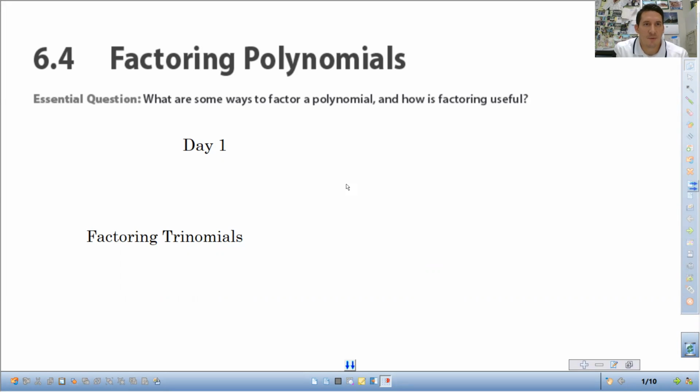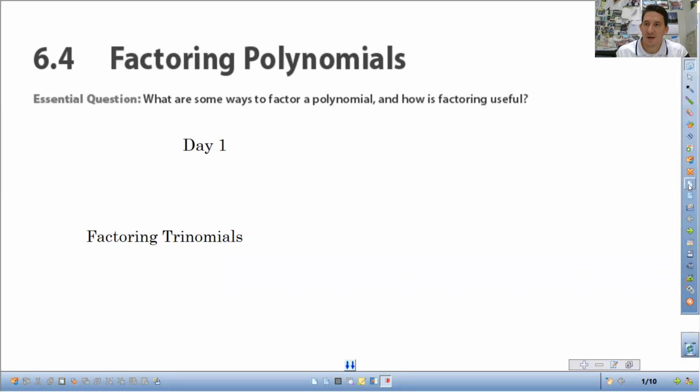All right, IM3 classes. Today we are factoring polynomials. What we're going to be doing is taking specifically trinomials, so a polynomial with three terms, and factoring. Basically, that's undoing multiplication to see what smaller binomials multiply to get it.